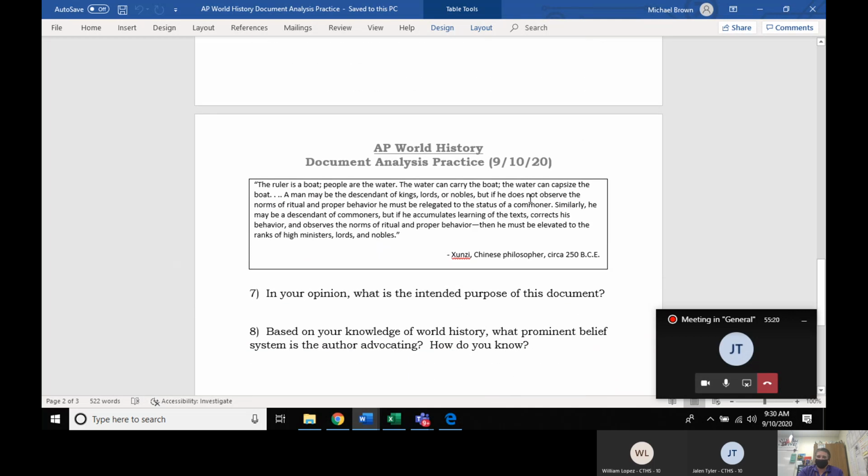And then the final ones, based on the description, and again, this is your opinion. In a lot of document analysis, especially when we do a DBQ, it's your opinion. As long as you back it up with some logic, you're fine. Number seven, in your opinion, what is the intended purpose of this document? So why was it written? And number eight, based on your knowledge of world history, what prominent belief system is the author advocating? How do you know? You got 10 minutes.